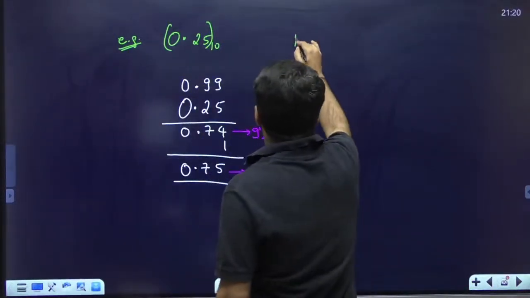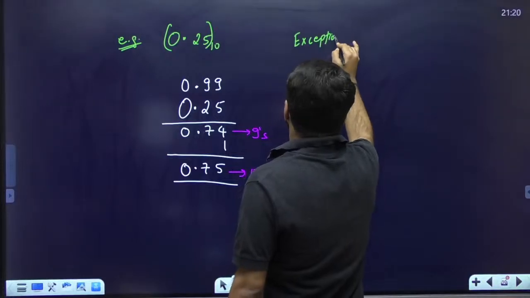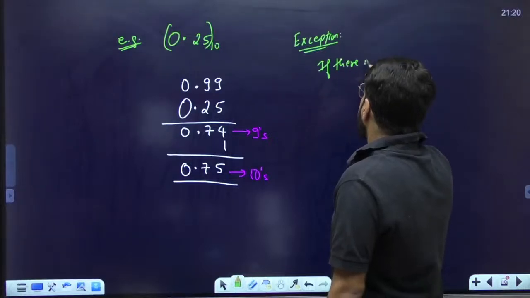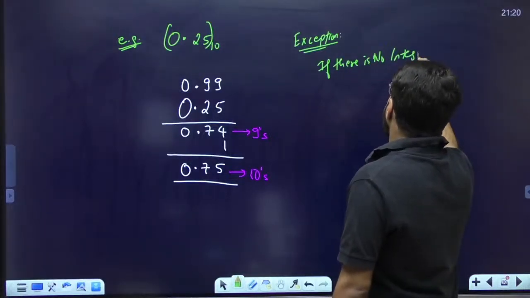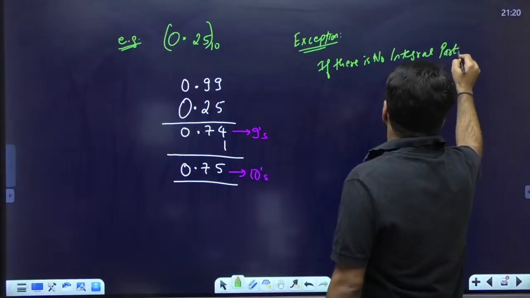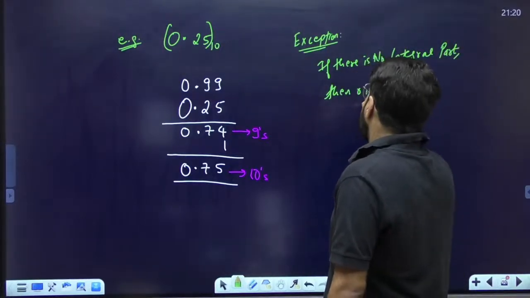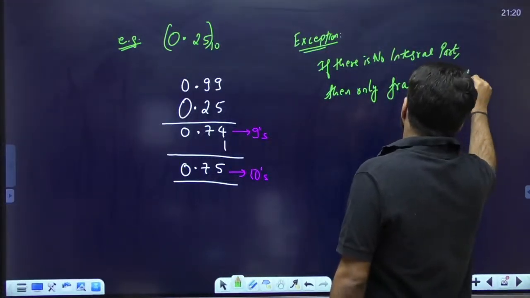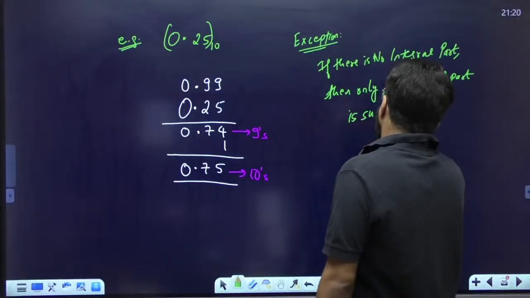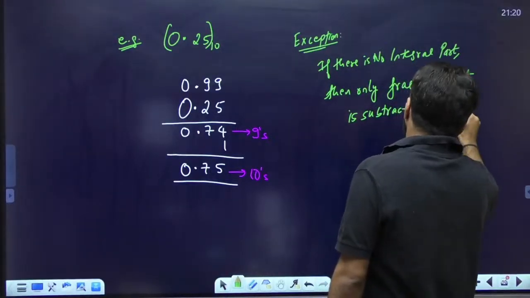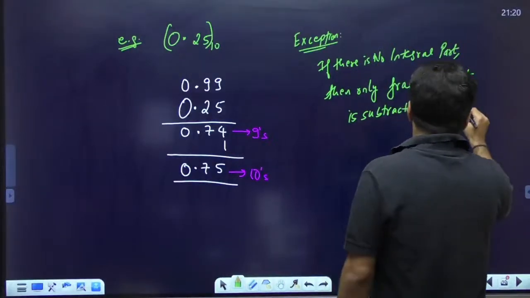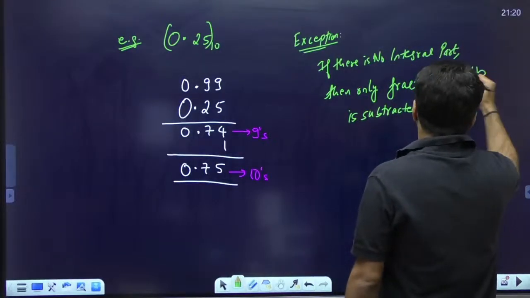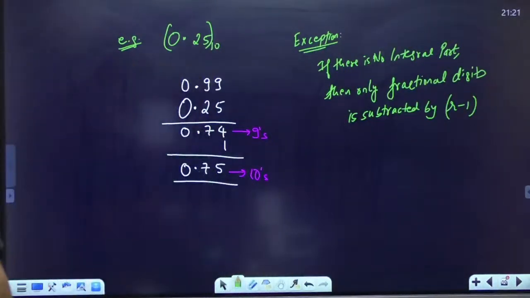Please note that this is an exception to the shortcut I'm telling. When there is no integral part, the same exception will apply to binary also. If there is no integral part, then only the fractional digits are subtracted by r minus 1. Clear everybody? That is an exception you should know.